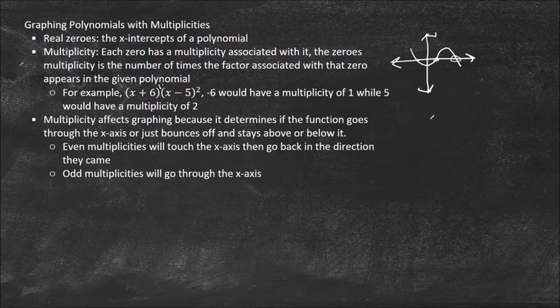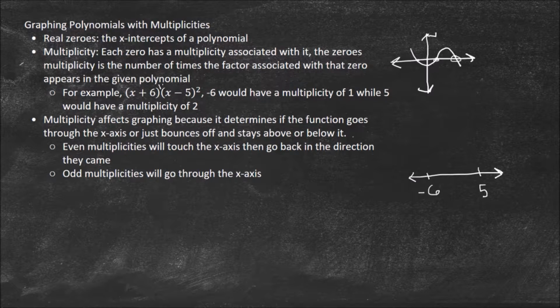I'm going to graph based on a sign chart, so let me draw a little sign chart here. We can get the general shape of this polynomial x plus 6 times x minus 5 squared. First step is to write our two zeros in. We figured out they were negative 6, and positive 5.